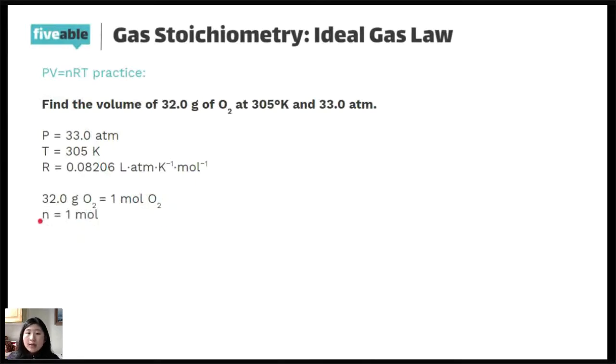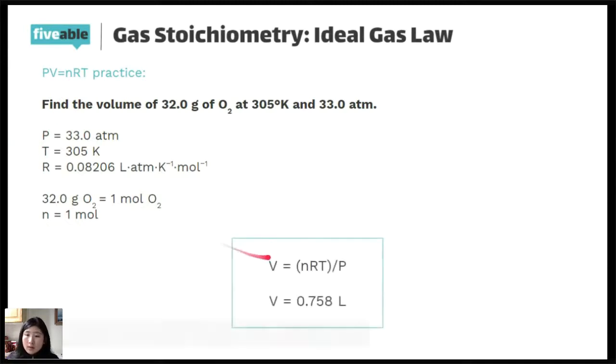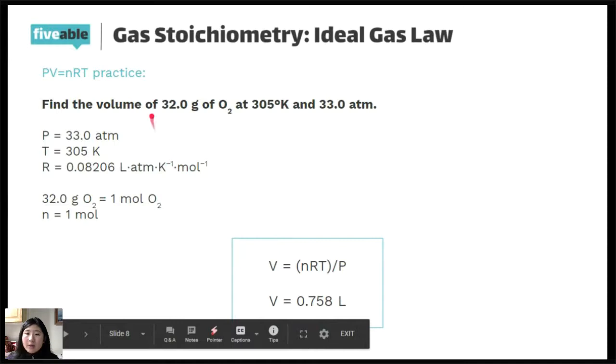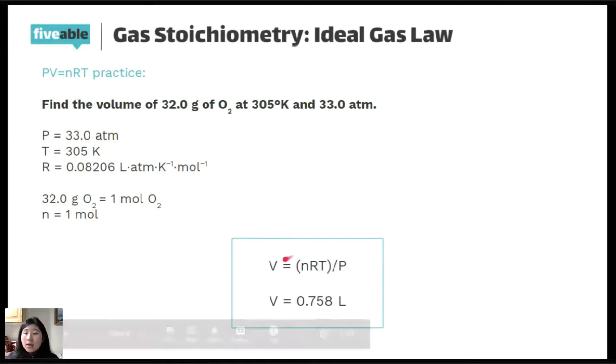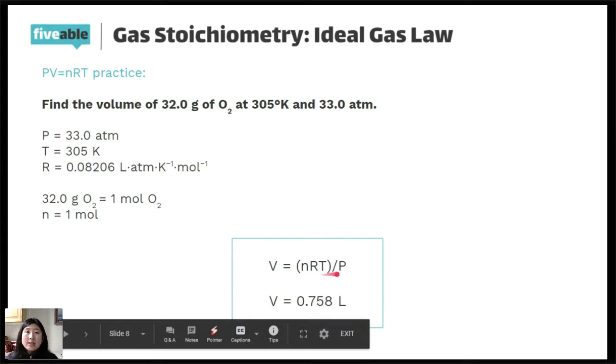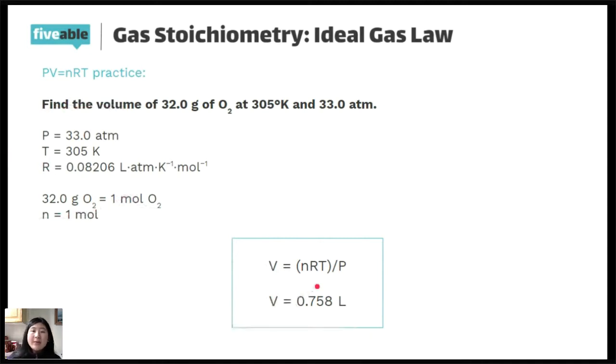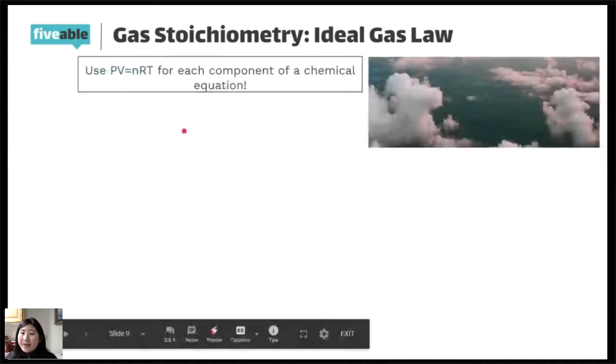And then we know the n value, which is the moles, is equal to 1 mole, right? And PV equals nRT, if we manipulate the equation, we will come up with V equals nRT over P. So we're bringing everything else to one side, and we're leaving V on one side. After we plug in all of the different values that we have over here, we'll have volume equal to 0.758 liters. If you guys have any questions, feel free to put it in the chat box. I'm happy to answer them as we go.